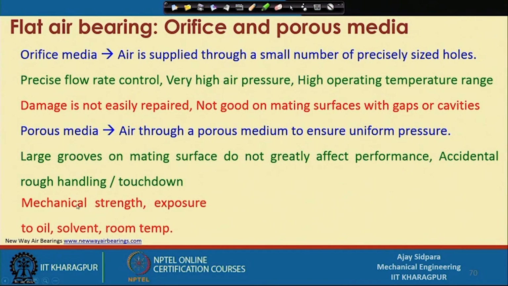So, what are the problems? The mechanical strength is a big problem. If you make something with 2 or 3 holes available, and we have this material with porous things, these are the porosities, right. So, strength is a big issue, because of how much pressure you are providing.